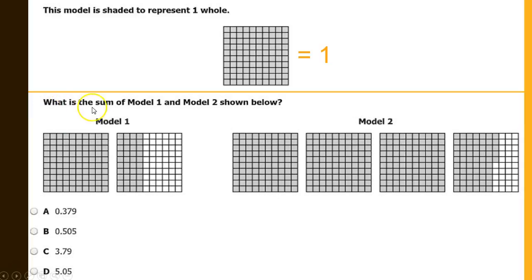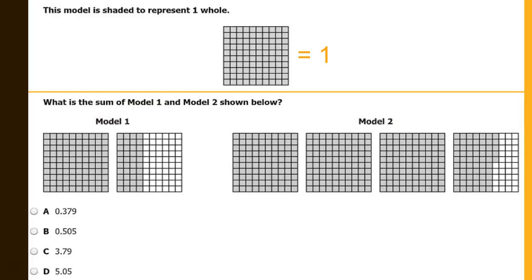It says, what is the sum of model 1 and model 2 shown below? Okay, so we're going to look at model 1 and model 2. Okay, and here's model 1. And over here is model 2. It says, what is the sum? I think you guys know what that means by now. We're going to be adding. Okay, so we're going to be adding these two models. But first we need to know what they represent.